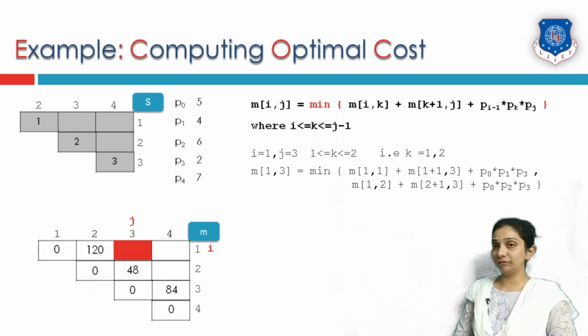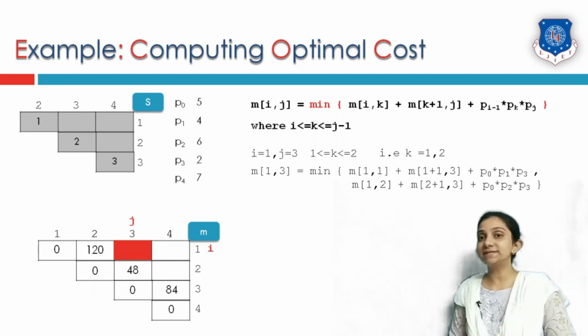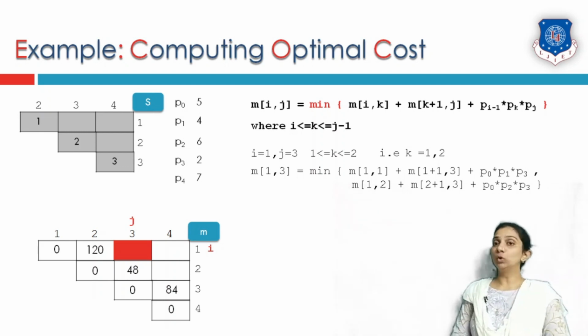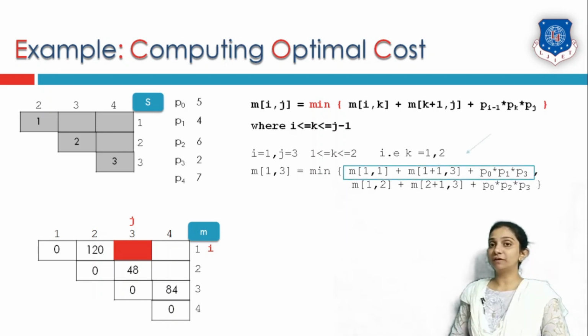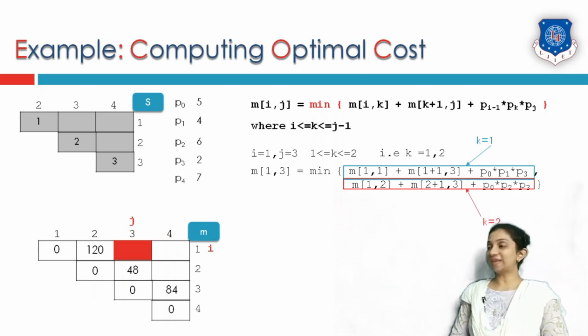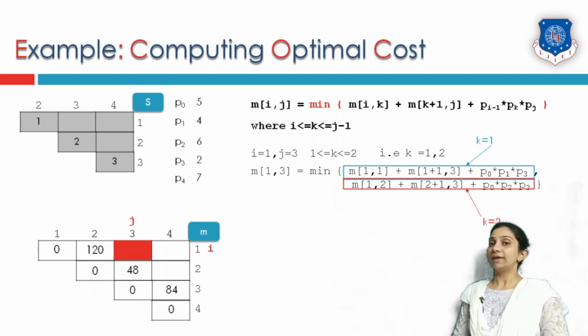And we will put a comma and select k is equal to 2 and rewrite the complete term, that is m of 1 comma 2 plus m of 2 plus 1 comma 3 plus p0 p2 into p3. So here the first term is considered with k equal to 1 and the second term is considered with k equal to 2, because there are two possibilities of k. k can be either 1 or it can be 2.